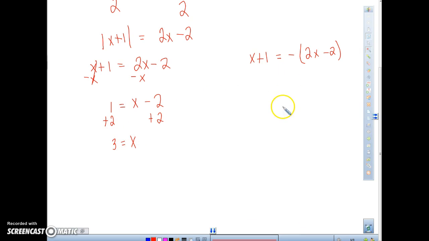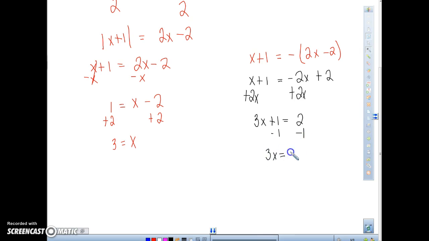Let's solve the other answer, plug them back in, and see if they work. On the other side, remember the first thing you have to do is distribute that negative sign. So you get x plus 1 is equal to negative 2x plus 2. Then on this one, I'm going to add the 2x because I like to keep my variables positive. So you have 3x plus 1 equals 2. 3x equals 1. X equals 1/3. So you have 2 options for your answer. You have 3 and you have 1/3.